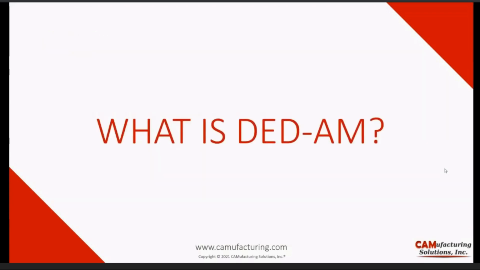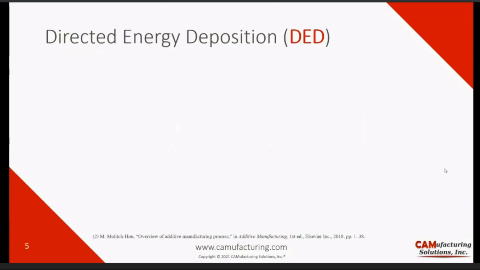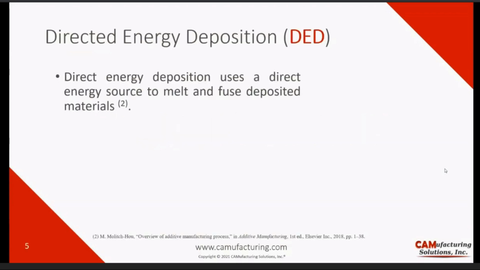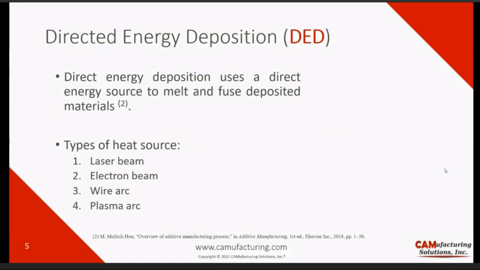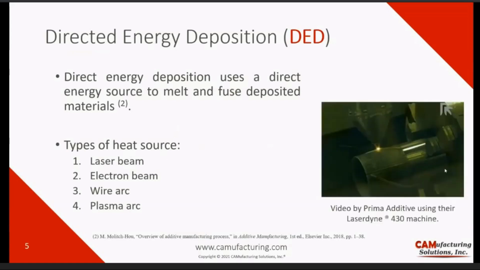So what is directed energy deposition in additive manufacturing? Directed energy deposition, also referred to as DED, uses a direct energy source to melt and fuse deposited materials. And there are typically four types of heat sources that can be used for a DED application: a laser beam, an electron beam, a wire arc, or a plasma arc. And the following here is a short video from one of our industrial partners in Italy called Prima Additive, using their Laserdyne 430 machine to show a laser head melting and depositing powders onto a substrate.